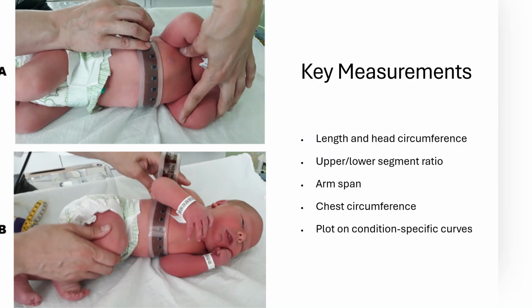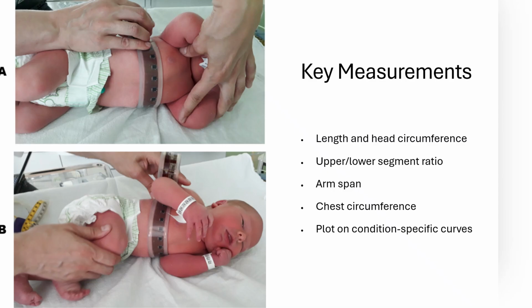The upper to lower segment ratio helps us understand whether the shortening affects the trunk, the legs, or both proportionally. To measure this ratio, we determine the upper segment by measuring from the top of the head to the top of the pubic bone, then calculate the lower segment by subtracting this measurement from the total body length. Normal ratios change with age, making age-specific reference values essential for accurate interpretation.